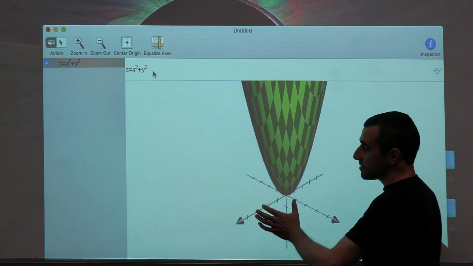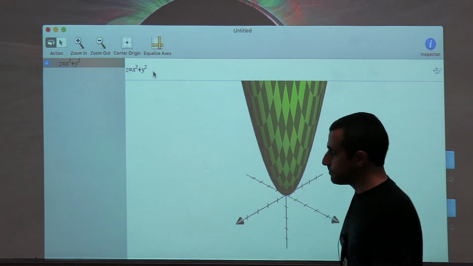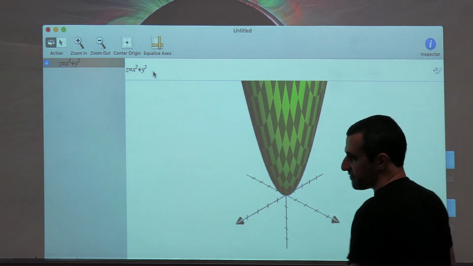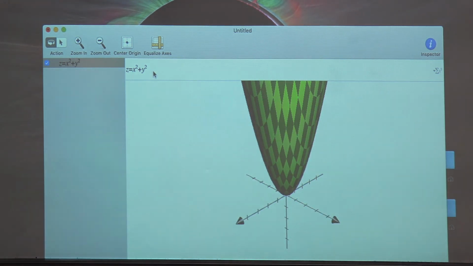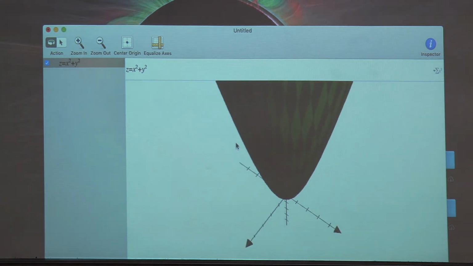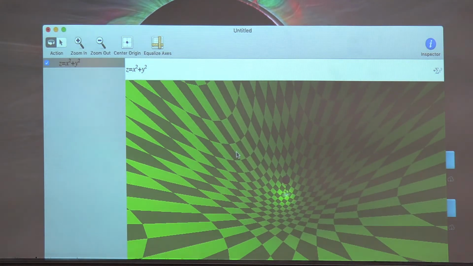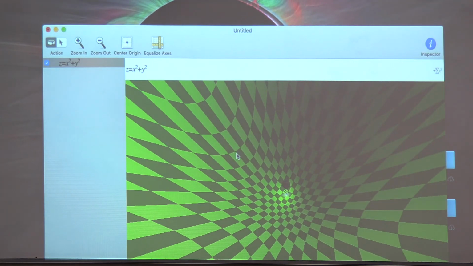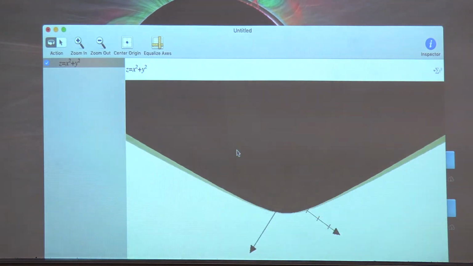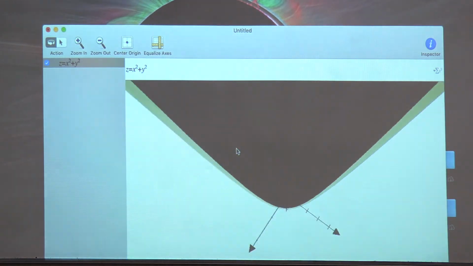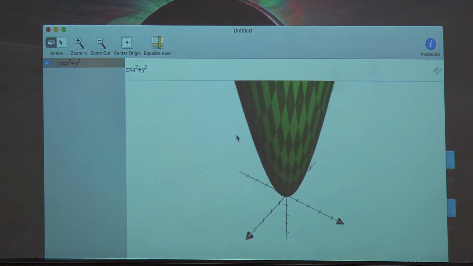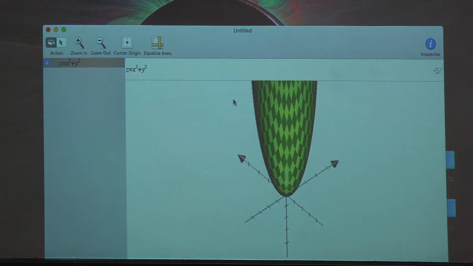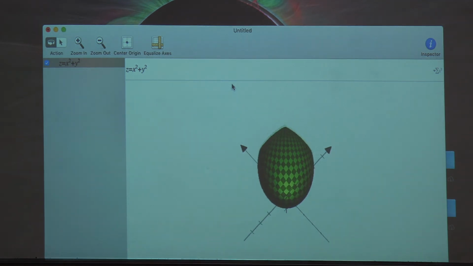To get a better sense of what this looks like, I'm going to rotate it around. So I'm going to look at it from the top, I'm going to look at it from the bottom. If I rotate it around, look at it from the top, now we are inside the paraboloid and we're looking down onto the vertex. So that bottom right there, that's the vertex. And I can also look at it from below. If I turn it around this way, we see the paraboloid from below.